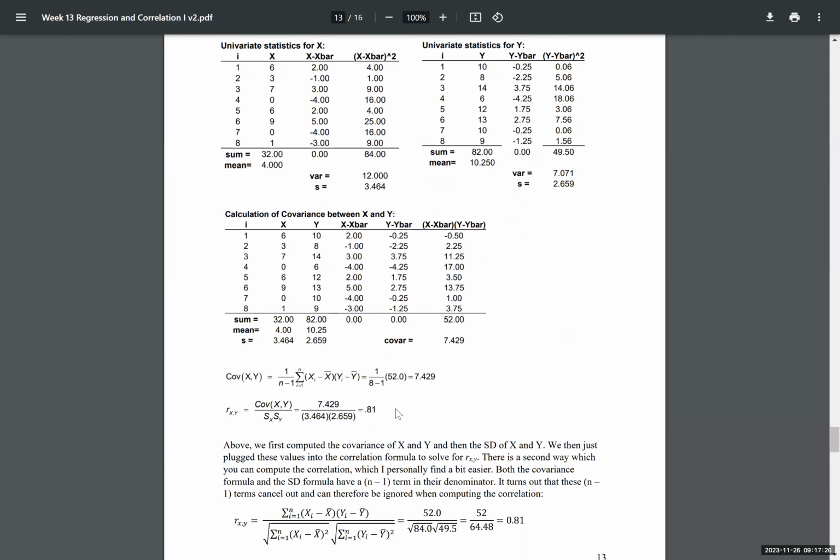So let's do this in two ways. The first way is the way I like to do it down here. So this is the same formula we saw above. So the numerator, it's the sum of the product of the deviations of x and y. Well, that number is 52 right there. That's this term, right? You can see I've taken the product of x minus x bar and y minus y bar. So 2 times negative 0.25 is negative 0.5. This is positive 2.25, et cetera. And I sum them up. That's the sigma. I get 52.